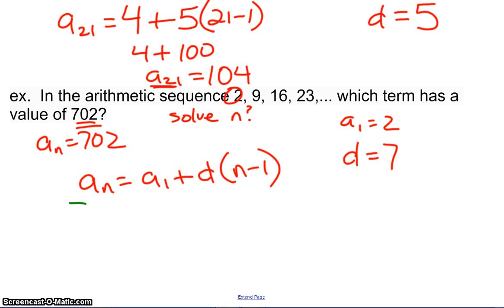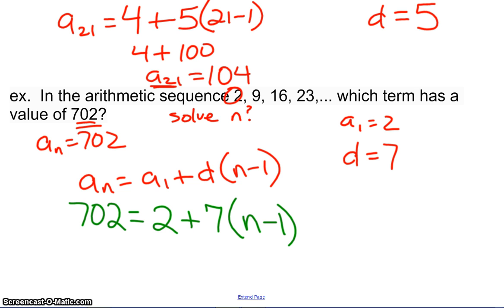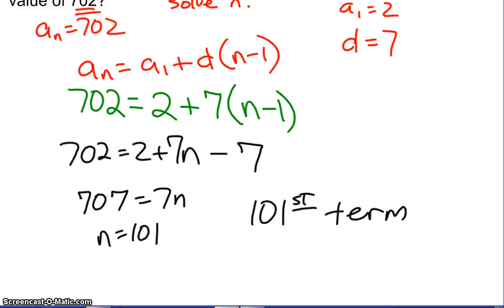It tells us that our ending term is 702. It tells us that our first term is 2. And we have found that our difference is 7, but we don't know our n minus 1. So go ahead and pause the video and solve for n in order to find what numbered term it is. When we finish solving for n here, we get 101, which tells us that the value of 702 is our 101st term in this sequence.